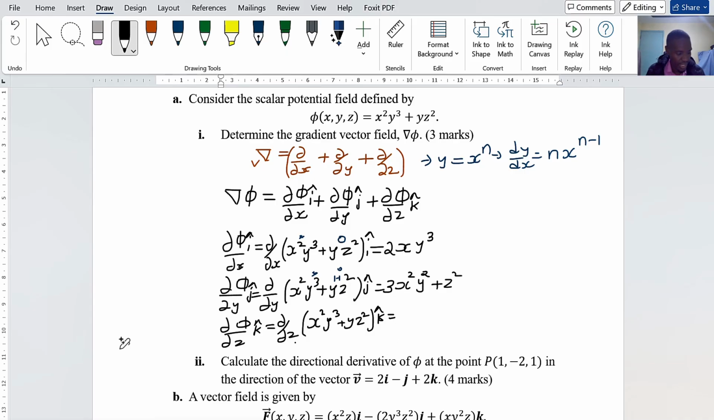Now we differentiate the last part, we are now differentiating with respect to z, partial derivative. On the first term, there is no z, so it is 0.